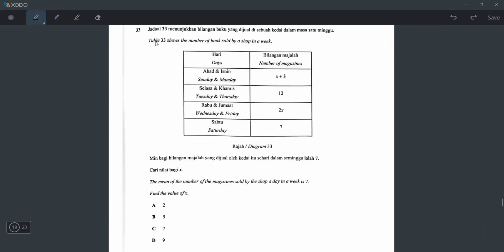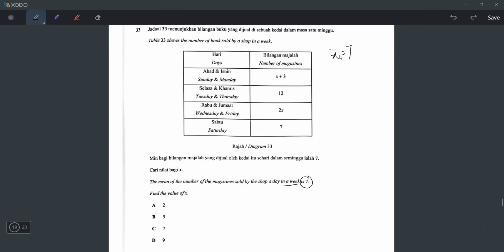Okay, 33. Table 33 shows the number of books sold by a shop. So these are all number of books sold, but in 2 days. Sunday, Monday. So 2 days, 2 days. Oh, this one is in 1 day. So in Saturday, 7 books. But some of it is already joined 2 days. Okay, the mean of the number of magazines sold by the shop in a day, in a week, is 7. So the mean is 7.